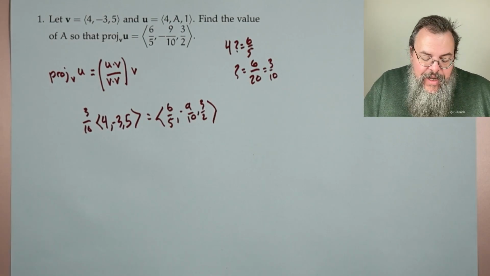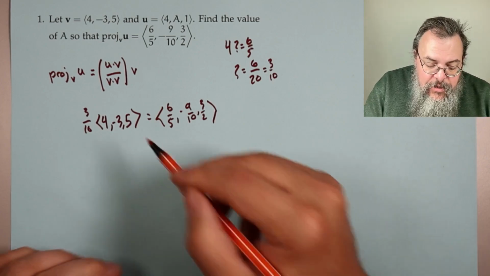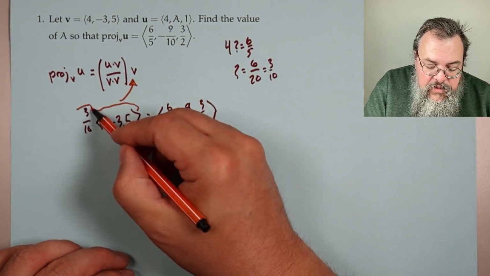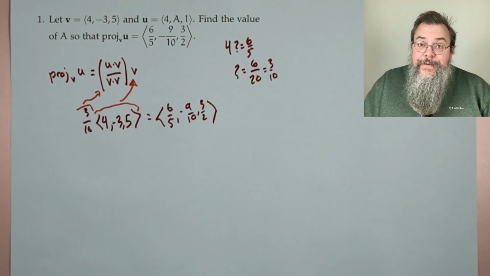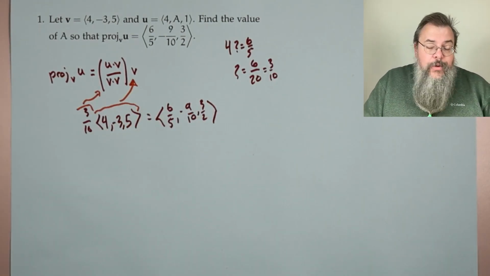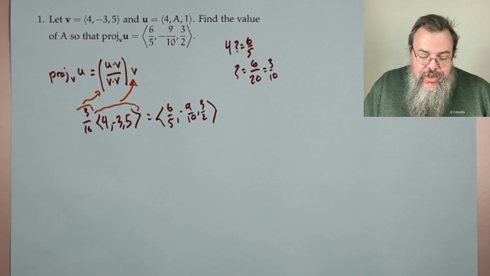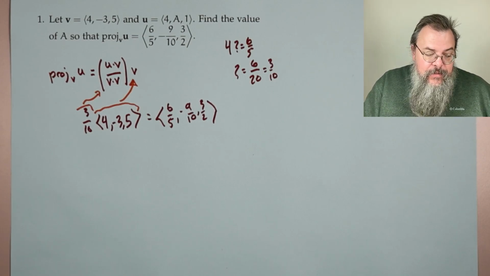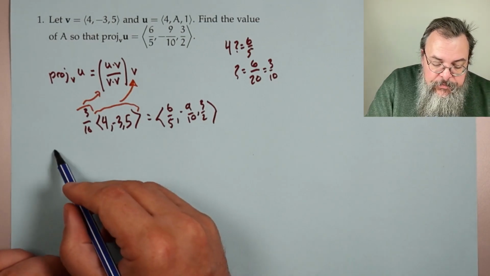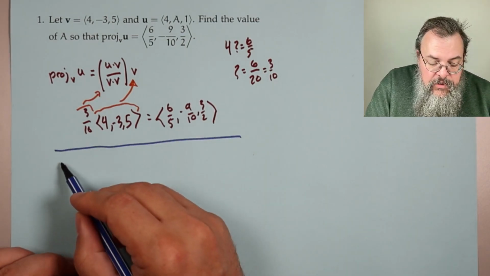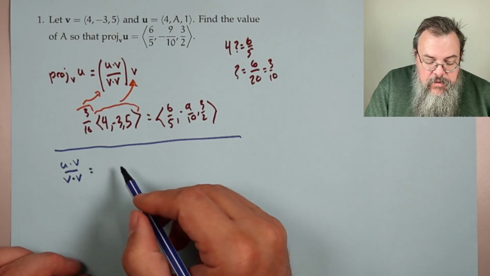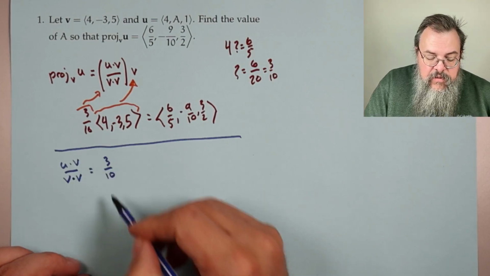Now, why do all this? Well, what just happened here? Here's this v. So this tells us that 3/10 is u dot v over v dot v. Oh, well, that probably is useful information. And it is useful information. Okay, so now let's update what we know. We know that u dot v over v dot v is equal to 3/10.